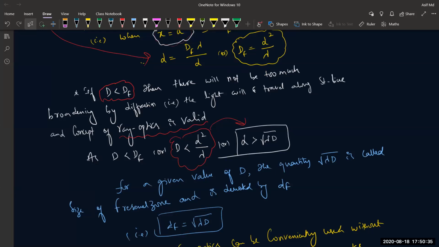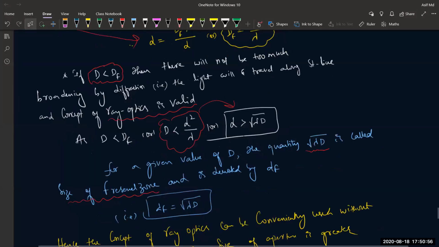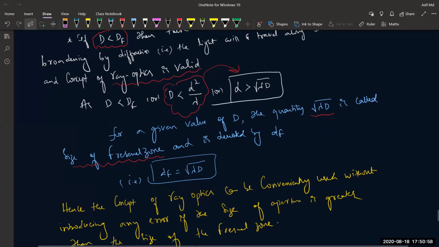That means for a given value of capital D, the quantity root lambda D is called what? Size of the Fresnel zone, and it is denoted by df. So df is equal to under root of lambda into D. Removing the proportionality constant, d must be greater than or equal to under root of lambda D.